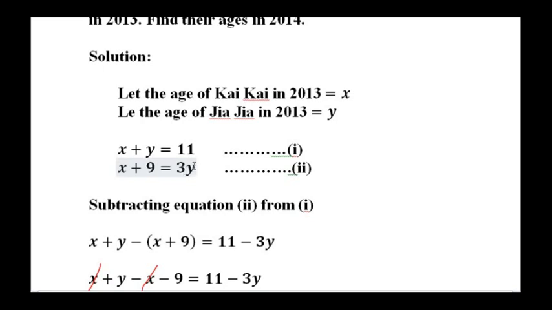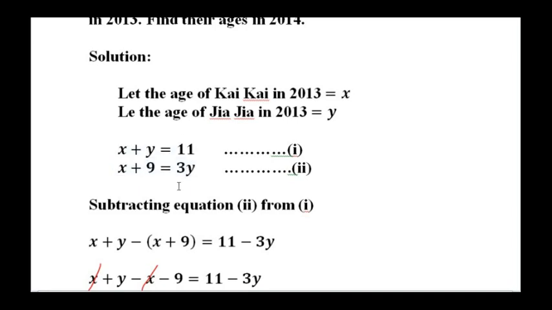It is important to note that the difference between 2013 and 2022 is 9 years. So the age of Kai Kai, which is x plus 9, will be 3 times the age of Jia Jia, which is 3y. I label these two equations as equation 1 and equation 2. As you can see, a system of linear equations is evident in the given problem. This system can be solved using either the elimination method or the substitution method. In this case, we will solve the system using the elimination method.